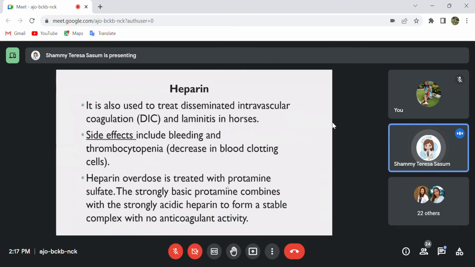It is also used to treat disseminated intravascular coagulation (DIC) and laminitis in horses. Heparin side effects include bleeding and thrombocytopenia, which means a decrease in platelets. Heparin overdose is treated with protamine sulfate. This strongly basic protamine combines with the strongly acidic heparin to form a stable complex with no anticoagulant activity.